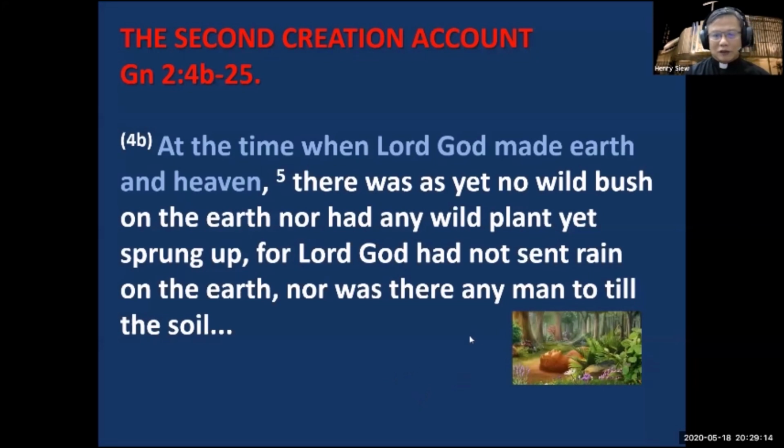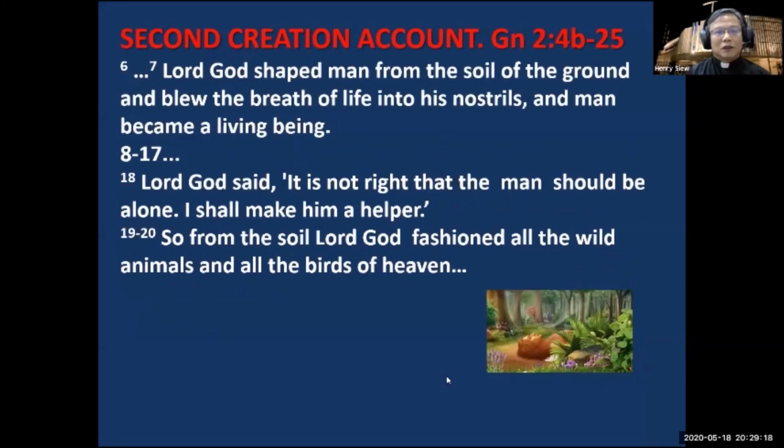Verse 5, there was yet no wild bush of the earth, nor had any wild plants yet sprung up, for the Lord God had not sent rain on the earth, nor was there any man to till the soil. Lord God shaped man from the soil of the ground, and blew the breath of life into his nostrils, and man became a living being, etc. Lord God said, "It is not right that man should be alone. I shall make him a helper." So from the soil, Lord God fashioned all the wild animals and all the birds of heaven.